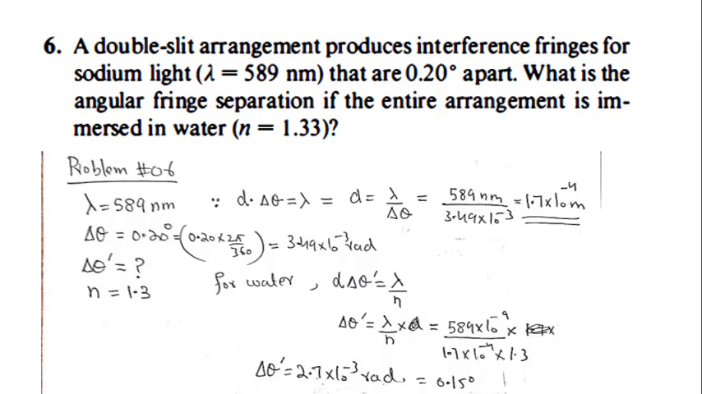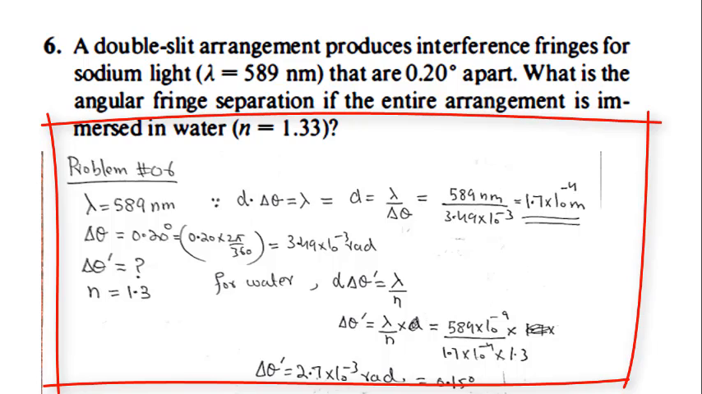So next is problem 6. A double slit arrangement produces interference fringes for sodium light whose wavelength is lambda equal to 589 nanometer that are 0.20 degree apart. What is the angular fringe separation if the entire arrangement is immersed in water? So look here, wavelength is given, the angular separation is given, which is 0.20 degree, so I can convert into radian, which gives me 3.49 into 10 raised to power minus 3 radian.